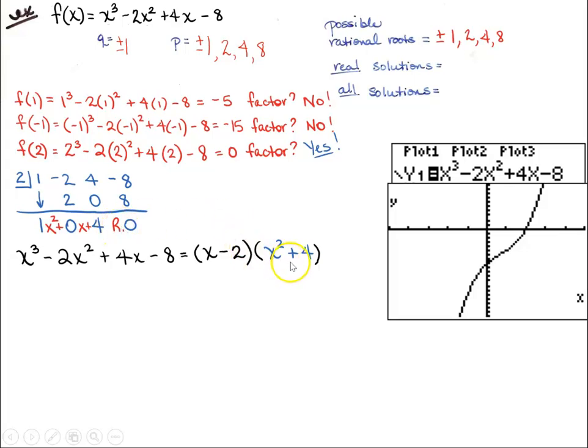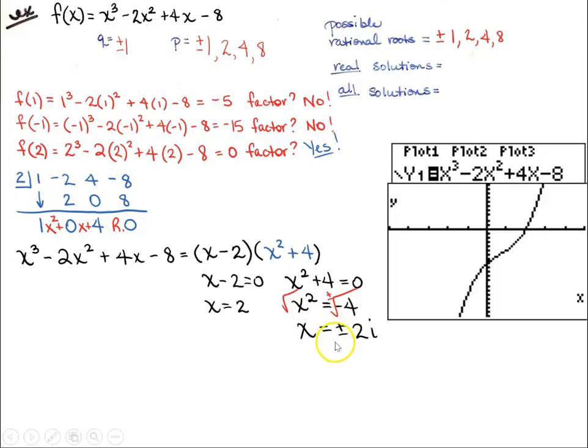So now I took that cubic and I broke it down. I could set each of those factors equal to 0, and then I'm just going to solve each of those pieces. So for this guy, I'm going to subtract 4 from both sides, and then to get rid of the square, I'm going to take a square root. Don't forget to put in your plus or minus, and I'm going to get plus or minus 2i. So just like we thought, there was only one real solution.